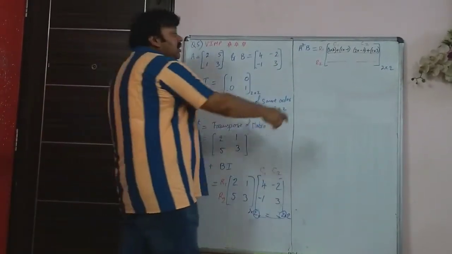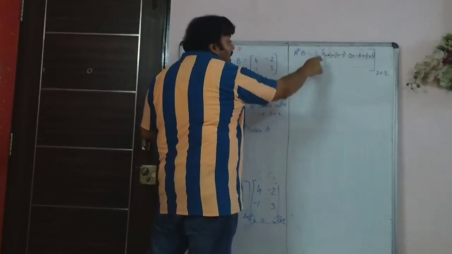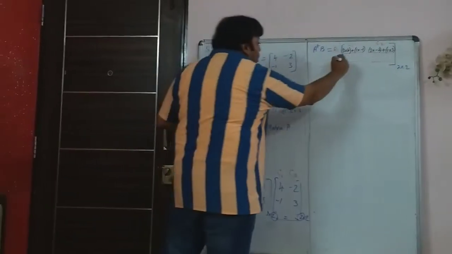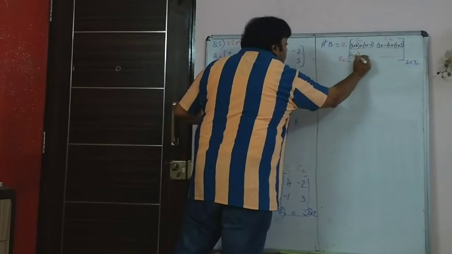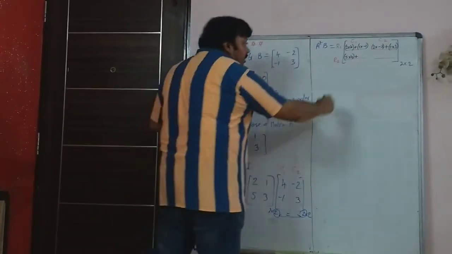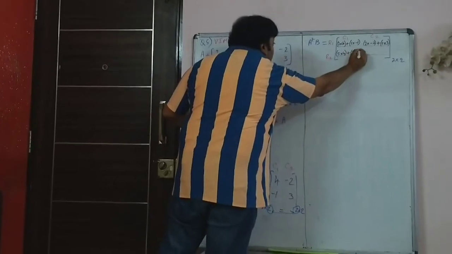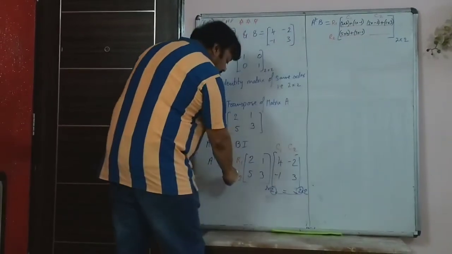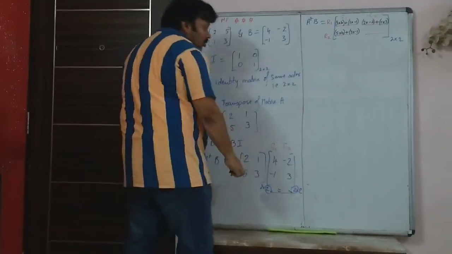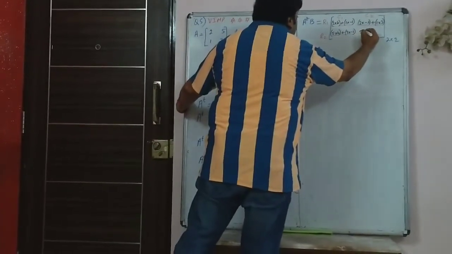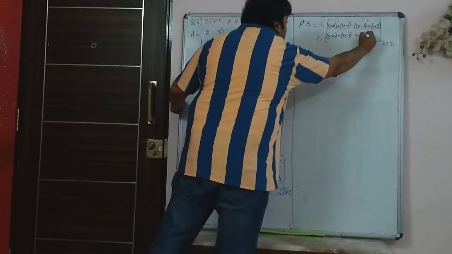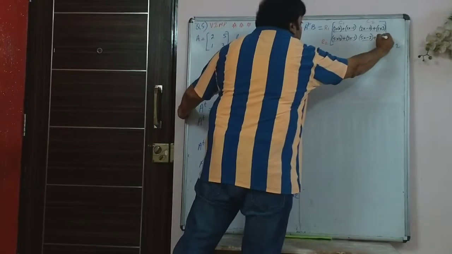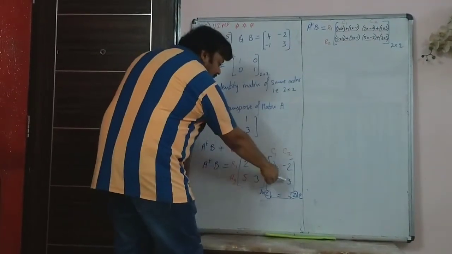Then you have to see this position, fill in this position, R2 C1, R2 and C1, 5 into 4 first elements plus 3 into minus 1 second elements. And then you have to do the last position, R2 with C2. So 5 into minus 2 first elements, 3 into 3 second elements. Both our second elements are 3.